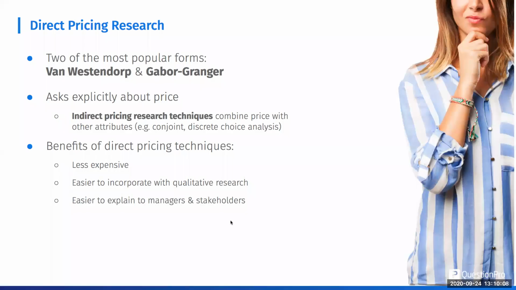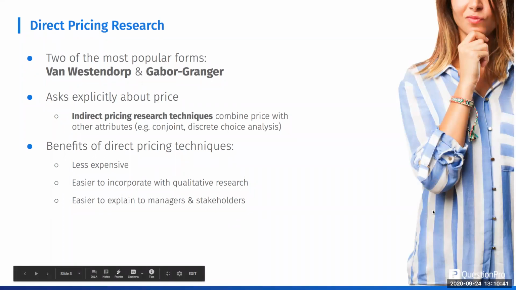And so far we've just focused on direct pricing research in general. These are the two most popular forms of direct pricing research. By direct pricing research, you're just asking about price itself, head on to your customers or your respondents. Whereas with indirect pricing research, you're combining price with other attributes. So pricing would be a factor, but it isn't the factor.